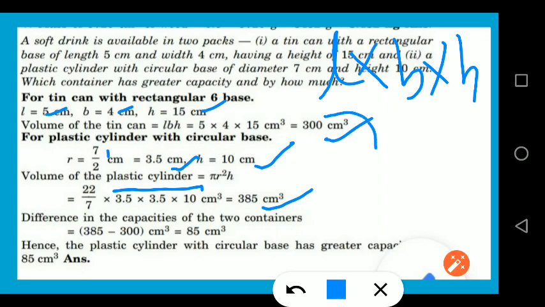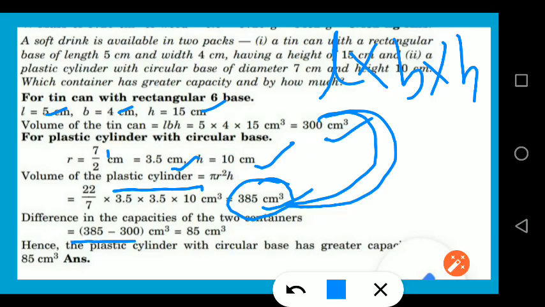Now out of these two volumes, which volume is greater? You can say easily this one, 385 is greater. So the volume of the plastic cylinder is greater, hence its capacity is greater, and by how much? By 85 centimeter cube. Yes, this one only.